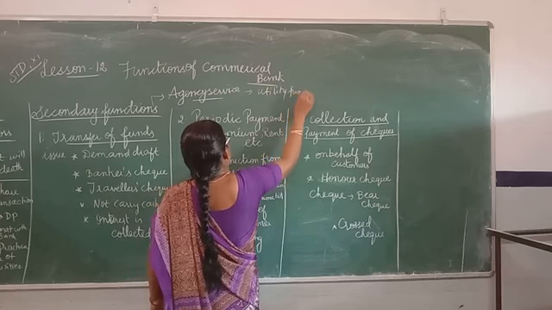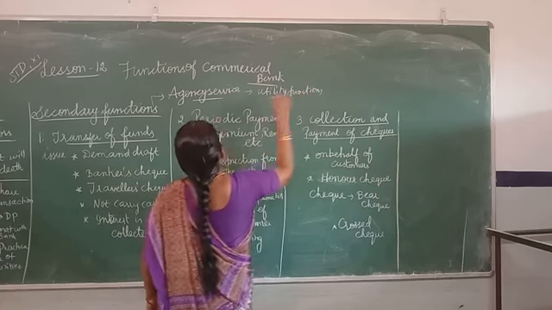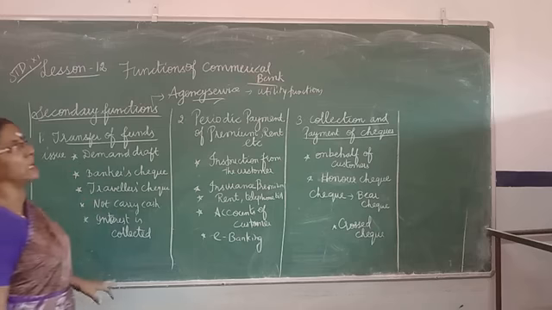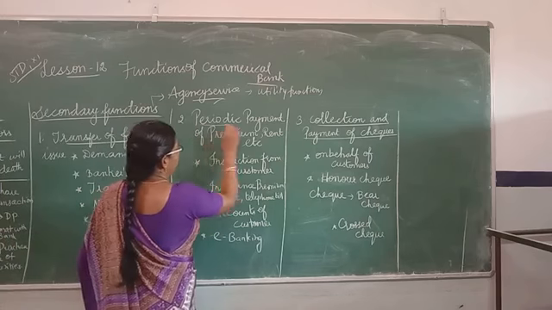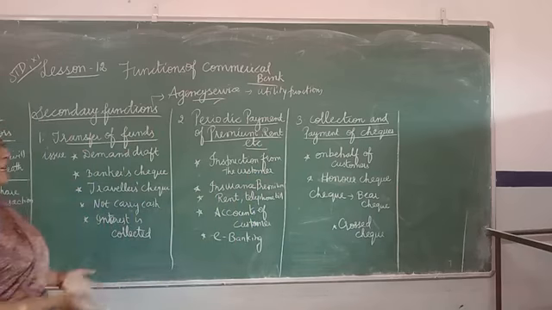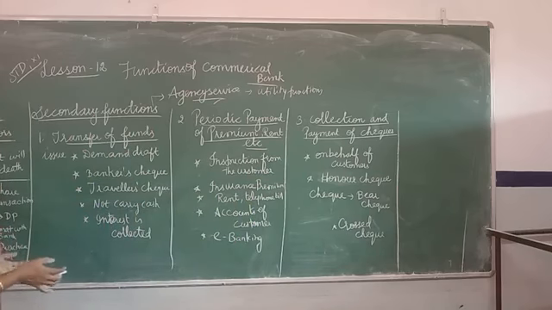Now let us discuss the agency function. So agency, what is the meaning of agency? On behalf of the customer, the bank is going to do all the work. It is called agency. On behalf of one person, the other person is going to do the work. It is called agency. So what are all the agency services?